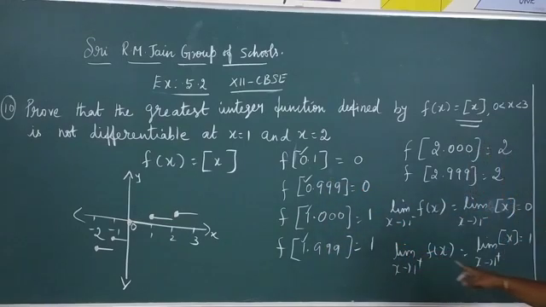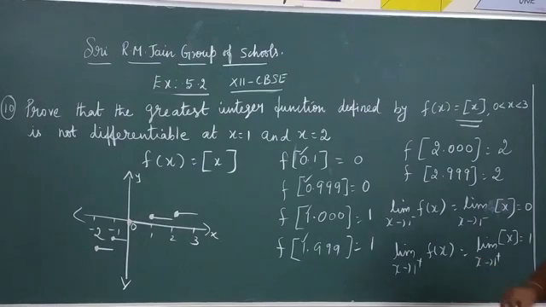Okay, see here. So, limit x tends to 1 minus, that integer, it moves on. What is the value you are getting? 0. 1 plus f of x, what is the value you are getting? 1. So, left hand derivative not equal to right hand derivative. So, it is not differentiable. The same way you can see x equal to 2 also.